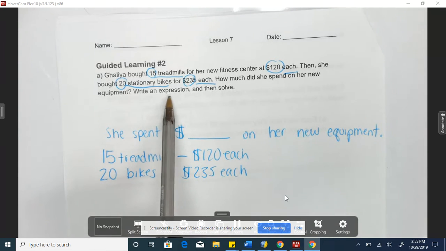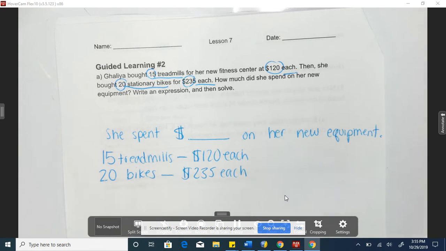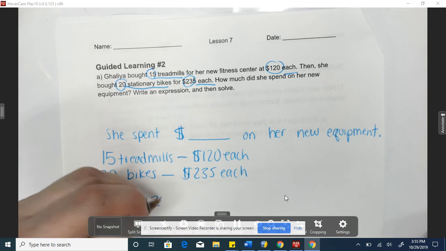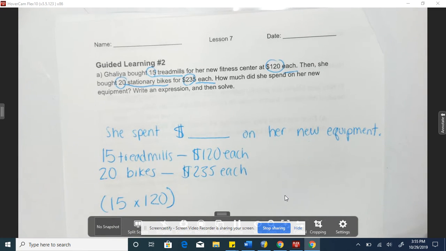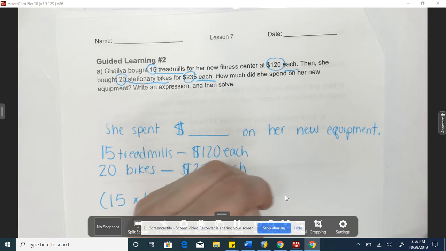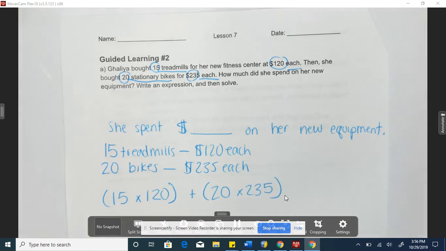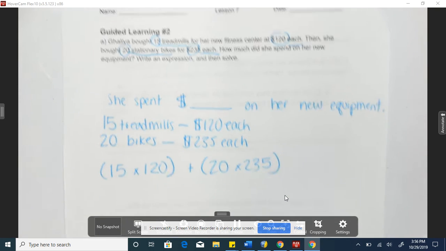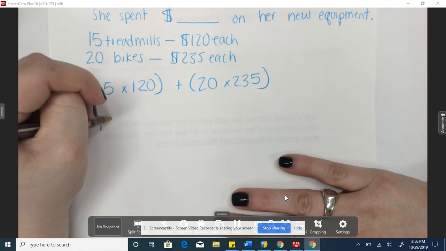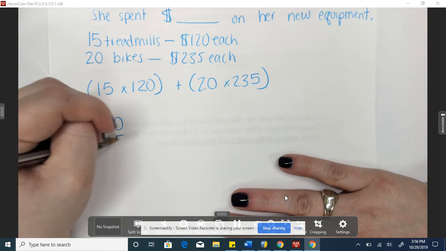So it says write an expression and then solve. So an expression is a number sentence. Okay, so 15 treadmills for $120 each, and I need to add that together with 20 bikes for $235 each. So I just wrote an expression. Okay, now I'm going to solve the multiplication problems. I need to move this up a little bit so you guys can see. So I need to do 120 times 15.